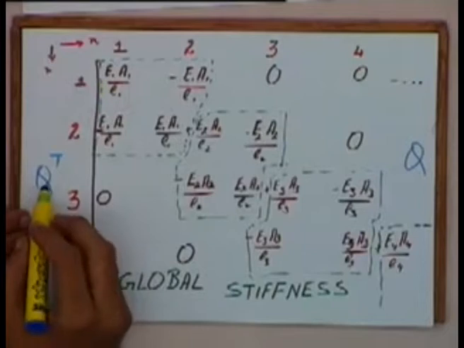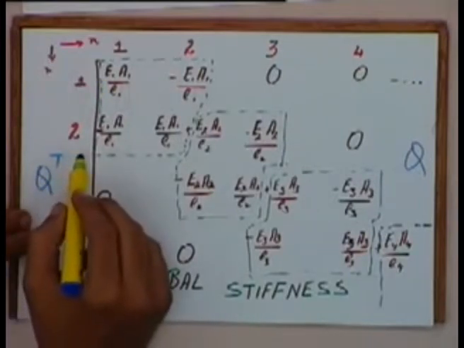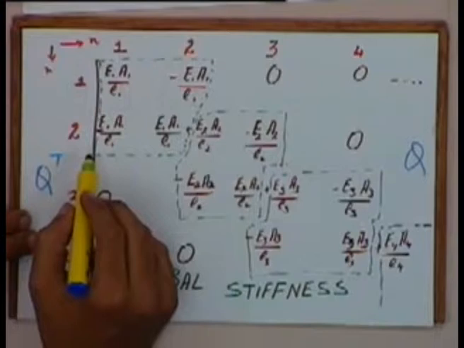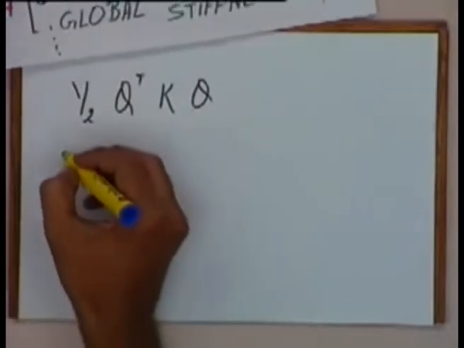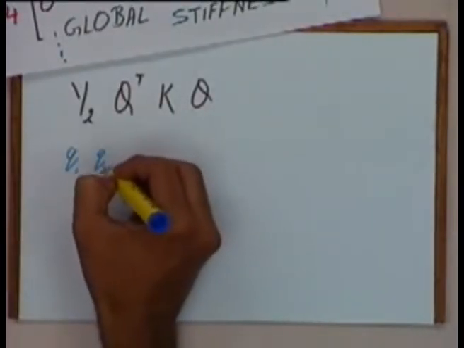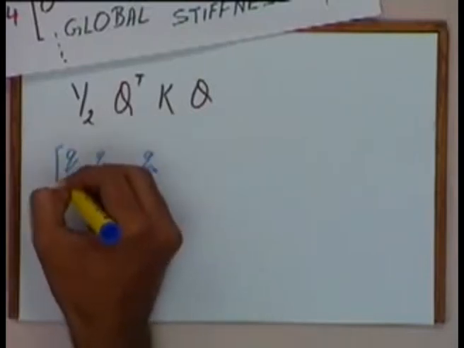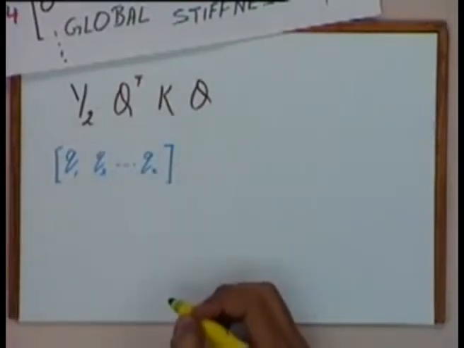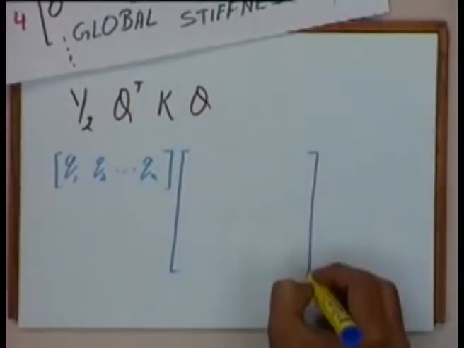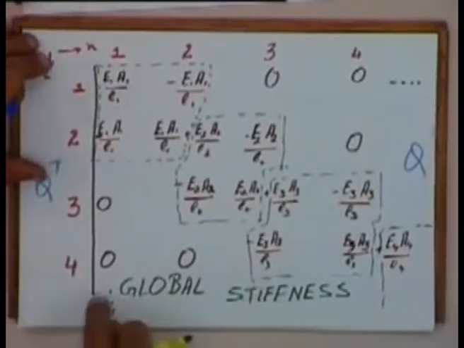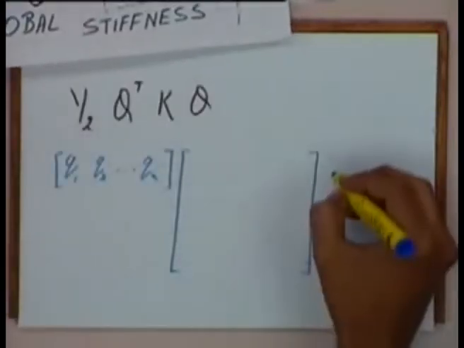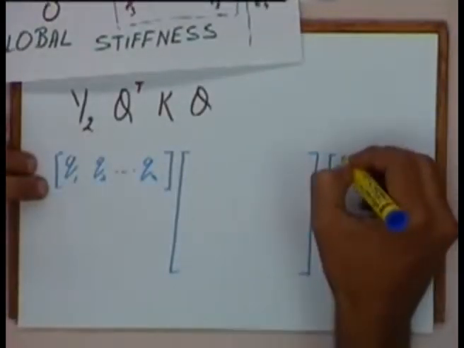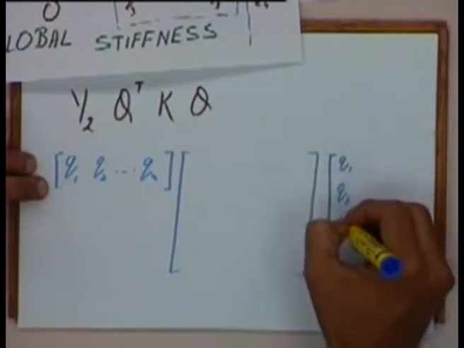What is Q transpose? It is a row vector containing Q1, Q2, Q3 till Qn. So this is going to be a row vector which looks like Q1, Q2 till Qn. This is multiplied by this huge matrix that I have written, in this place I will get this complete global stiffness matrix, and this is multiplied by a column Q1, Q2 till Qn.